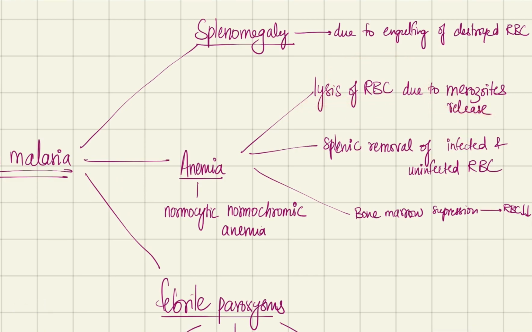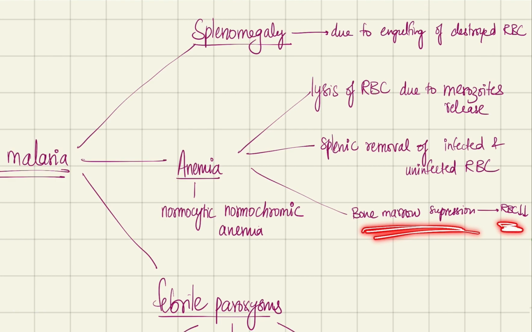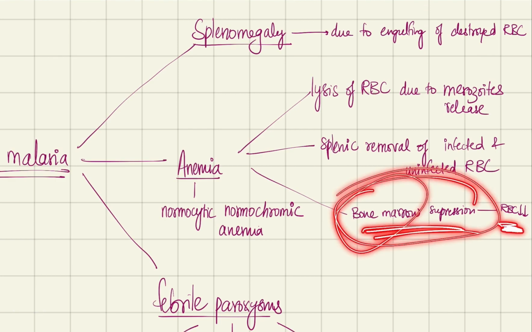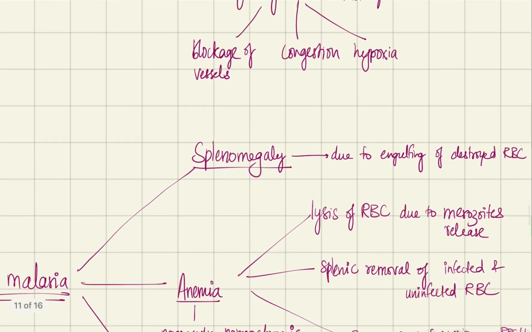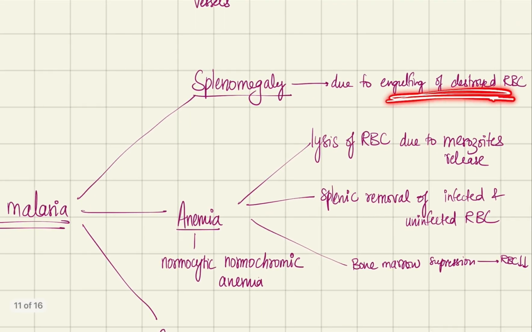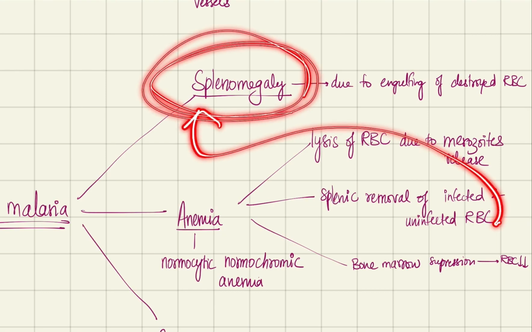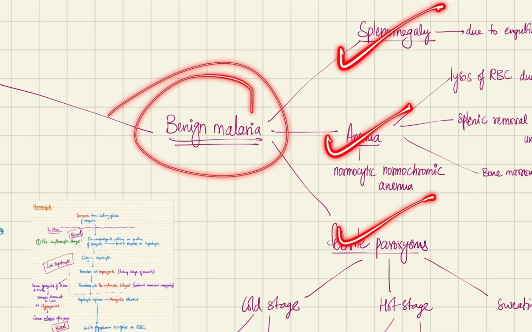So, a lysis of RBC due to merocytes, then splenic removal of infected and uninfected RBCs. Okay, so the RBCs are also discarded by the spleen, and also bone marrow suppression. RBC decreases here because of the bone marrow suppression. This is what the malaria parasite does to the body. Then we also see splenomegaly, which is due to the engulfing of the destroyed RBCs. So the spleen was able to remove these uninfected and infected RBCs, and because of which there occurs splenomegaly. Okay, so these were the characteristic features of benign malaria: febrile paroxysms, anemia, and splenomegaly.